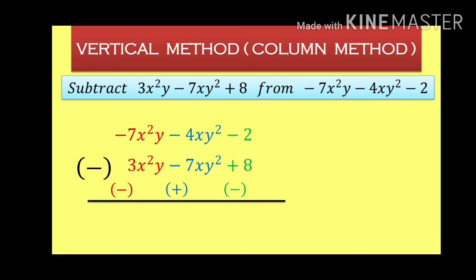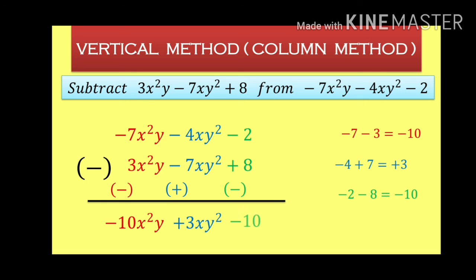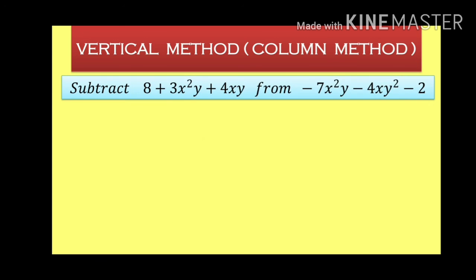Now we have minus 7 minus 3, that becomes minus 10x squared y. Minus 4 plus 7 becomes plus 3xy squared. And the last one, minus 2 minus 8, becomes minus 10. So this is the way to solve subtraction problems using the column method. It is a very easy method, but the only thing is you have to be careful with the signs, that is the minus sign and plus sign, and the integer rules. That is most important.